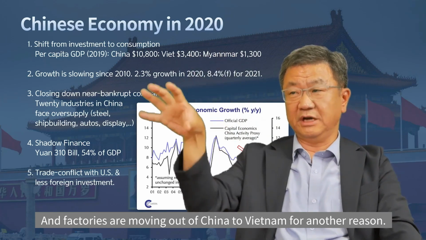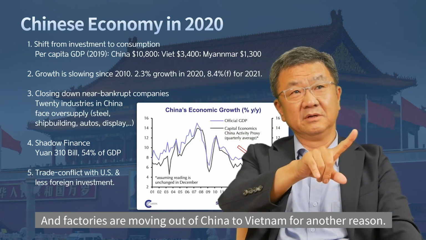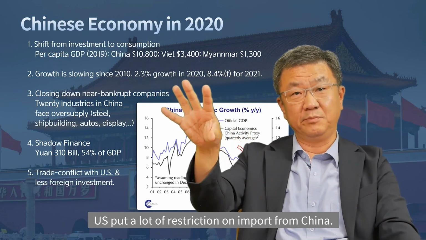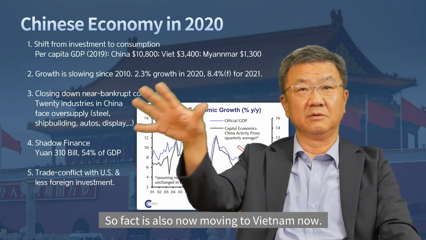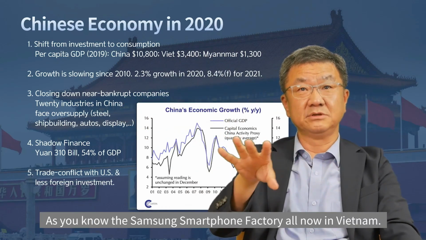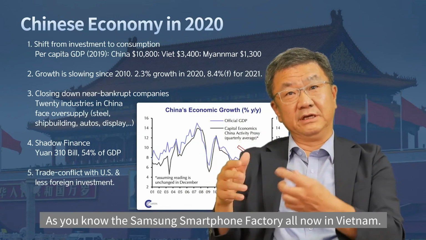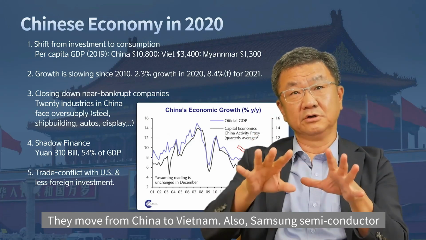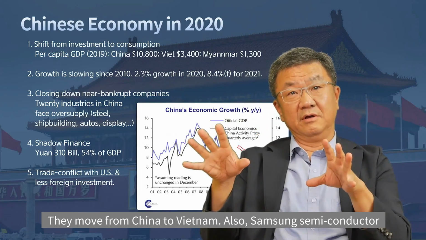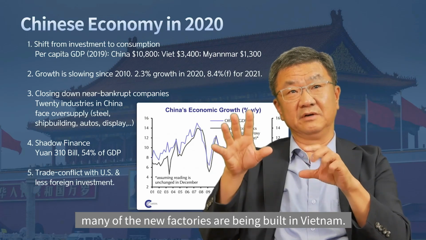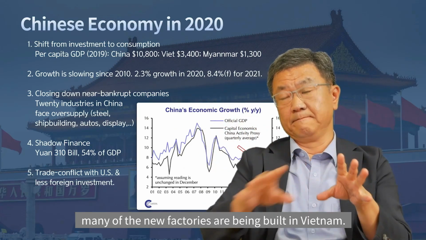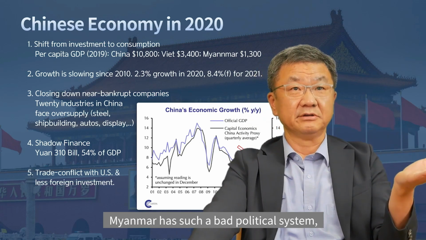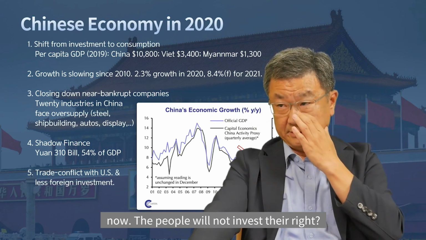And factories are moving from China to Vietnam for another reason. Because of the US-China conflict. The US put a lot of restrictions on imports from China, so factories are also now moving to Vietnam. As you know, the Samsung smartphone factories are all now in Vietnam. They moved from China to Vietnam. Also, Samsung Semiconductor, many of the new factories are being built in Vietnam. But what is next? Maybe it can be Myanmar, but Myanmar has such a bad political system now that people will not invest there, right?